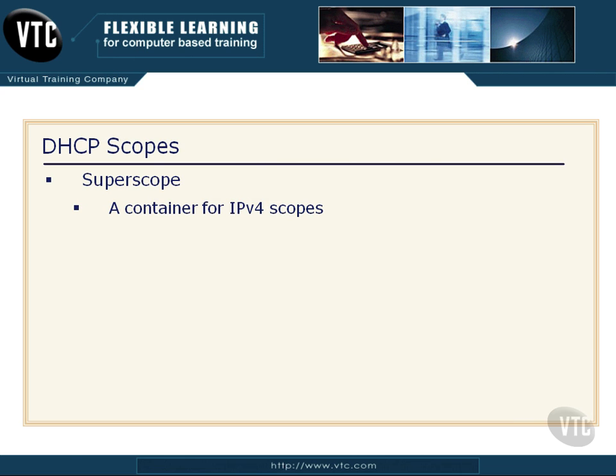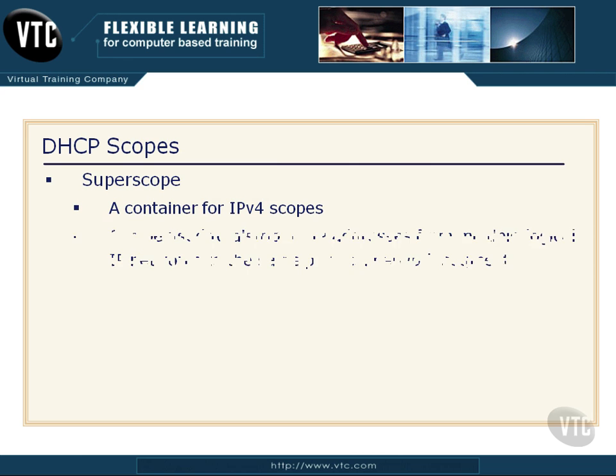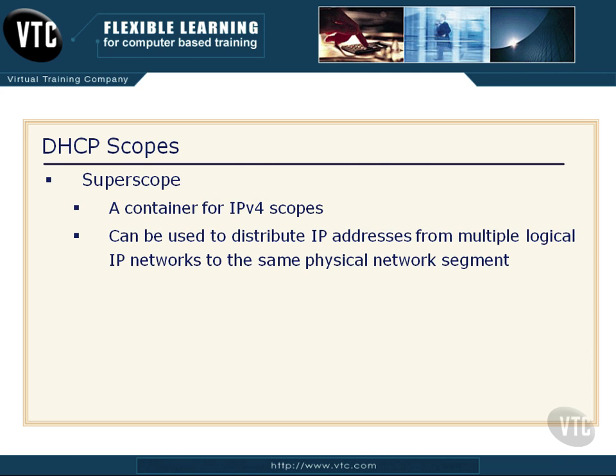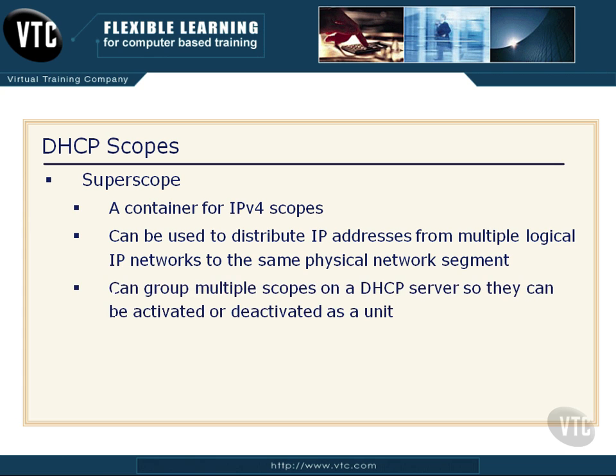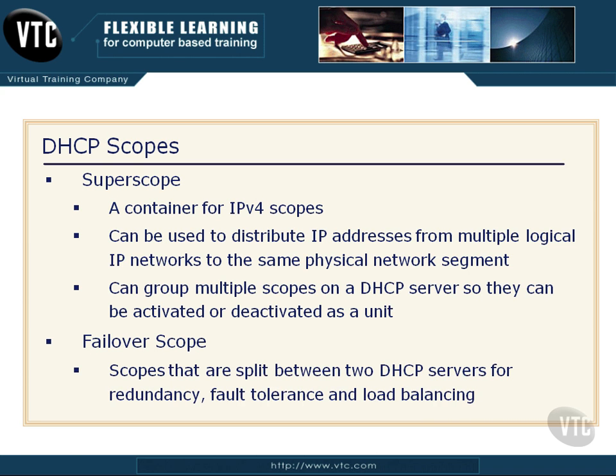Now, a superscope is simply a container object that we use for our IP version 4 scopes, and this lets us group a number of scopes together. And we can use this to distribute IP addresses from multiple logical IP networks to the same physical network segment. We can group multiple scopes together on a server so we can activate or deactivate all those scopes at one time as a unit. It really just gives us more global access to our scopes. A failover scope are scopes that are split between 2 DHCP servers for redundancy, fault tolerance, load balancing, whatever.